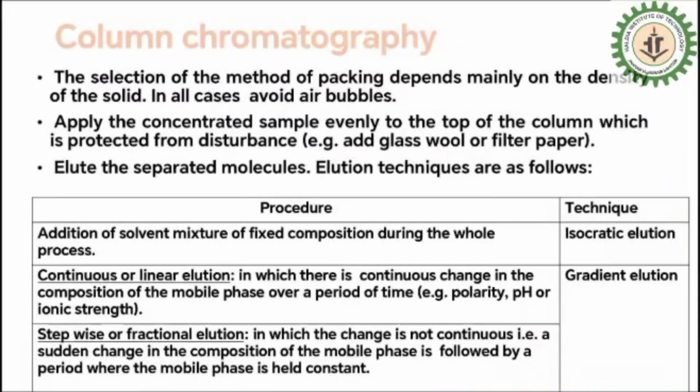In the next type of gradient elution, a sudden change in the composition of the mobile phase is used, followed by a period where the mobile phase is held constant. By these elution techniques, we can elute out the desired solutes and use those for further processes.